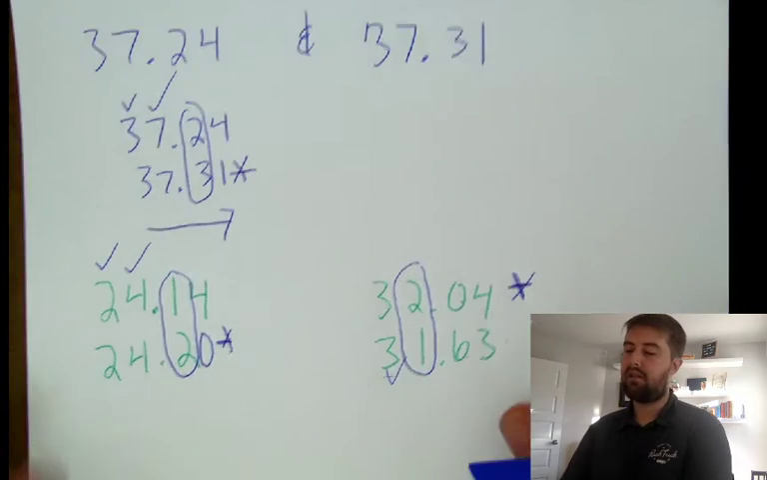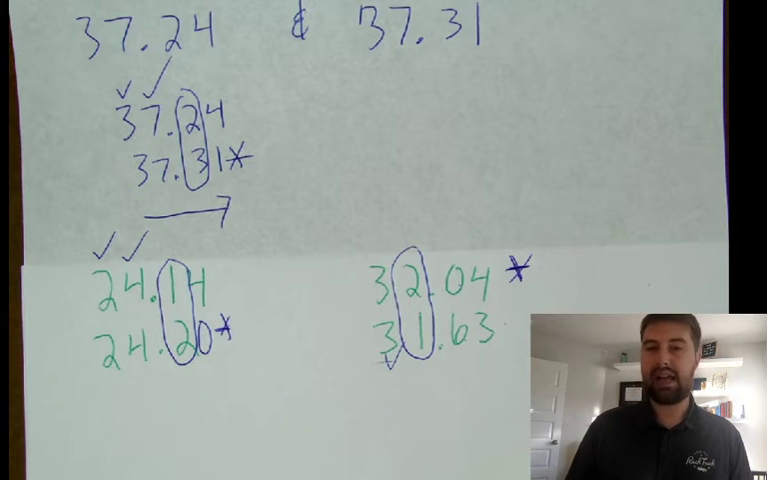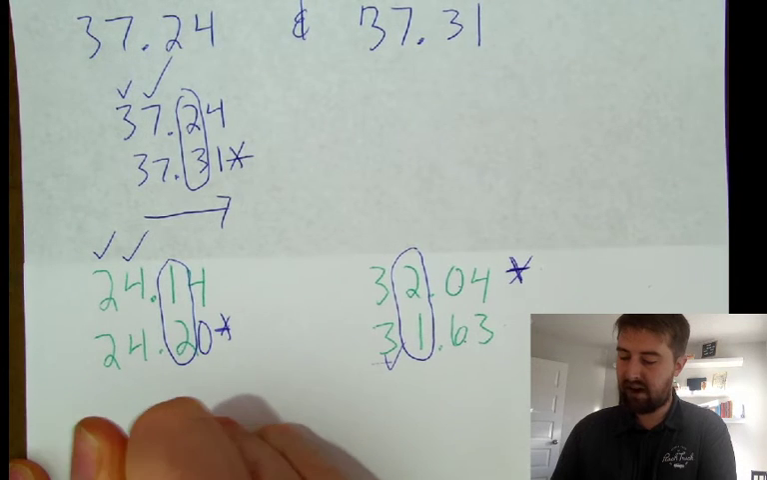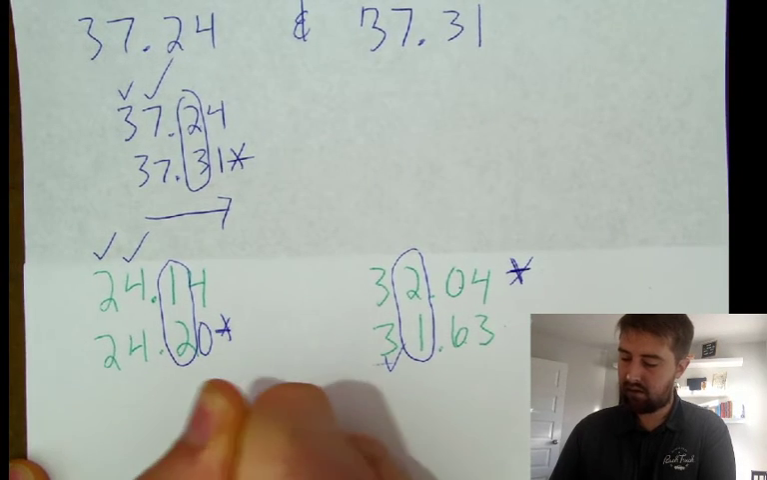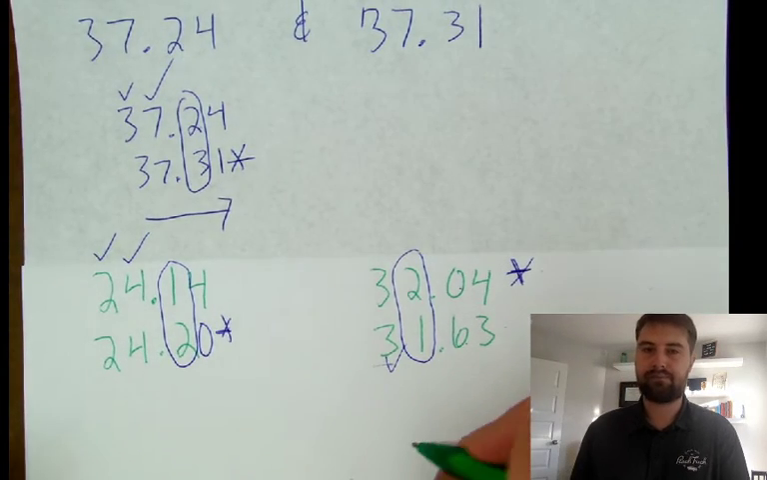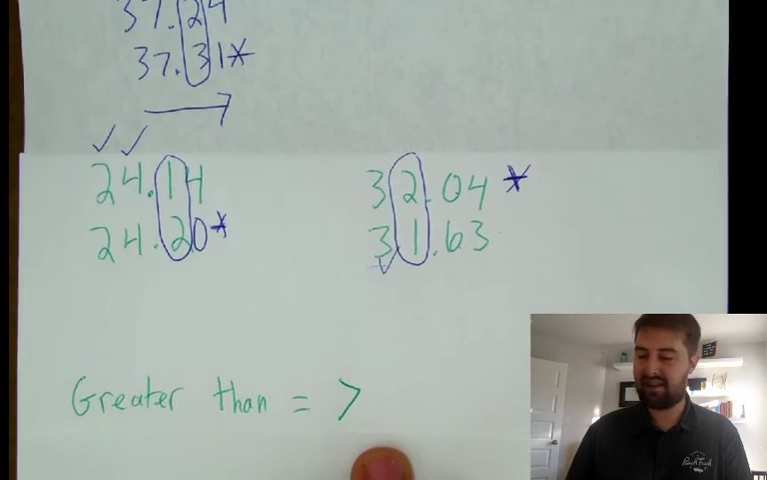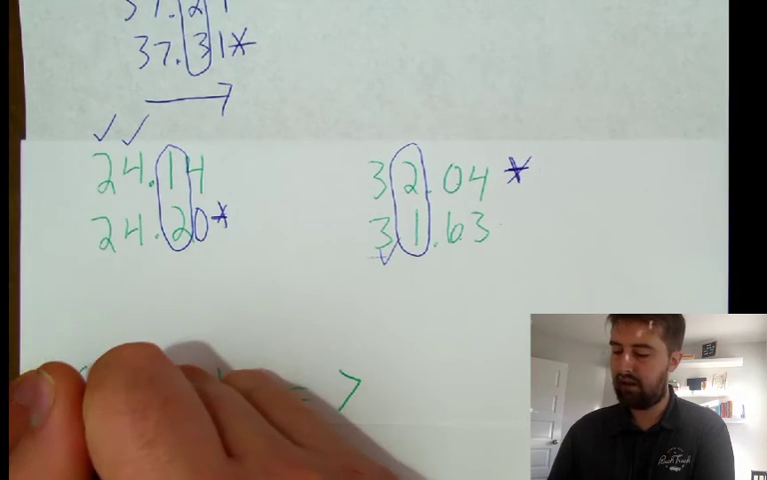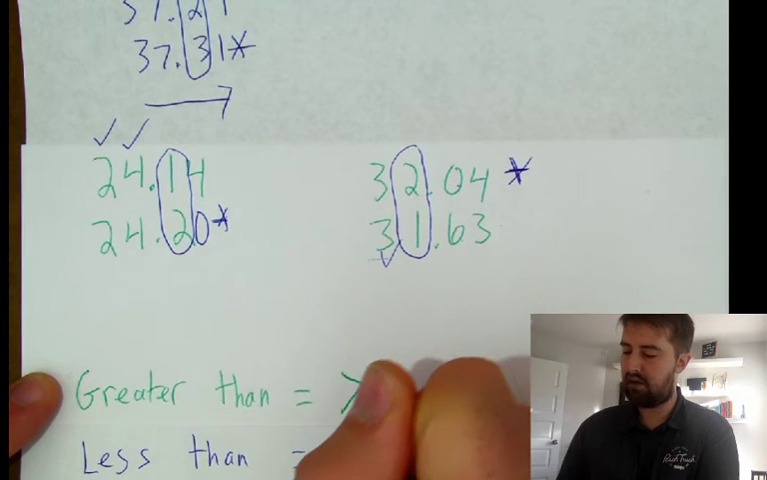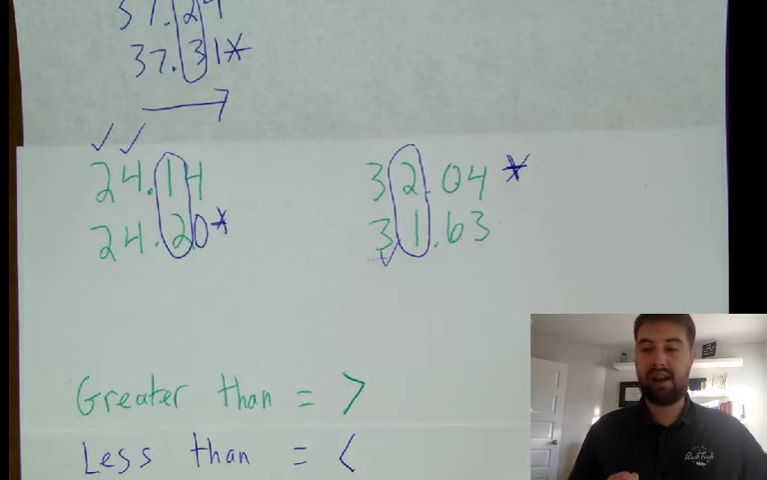Now, there's two things we haven't talked much about in our class so far, and that's how we compare them. You've probably seen a greater than and less than symbol. We will write greater than that way. Well, apparently I'm not on the screen. There we go. Greater than is that way. Less than opens to the right. So greater than opens to the left. Less than opens to the right.